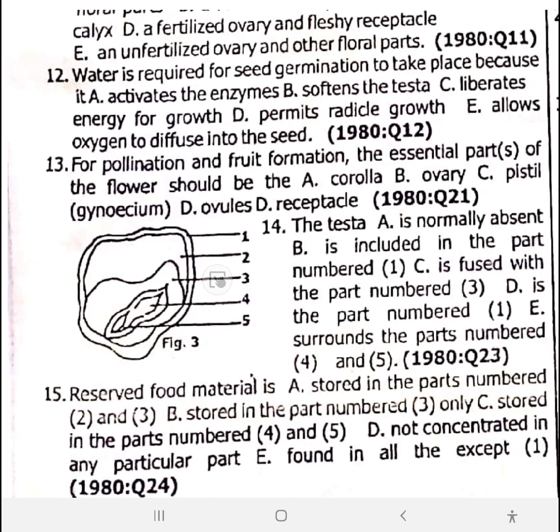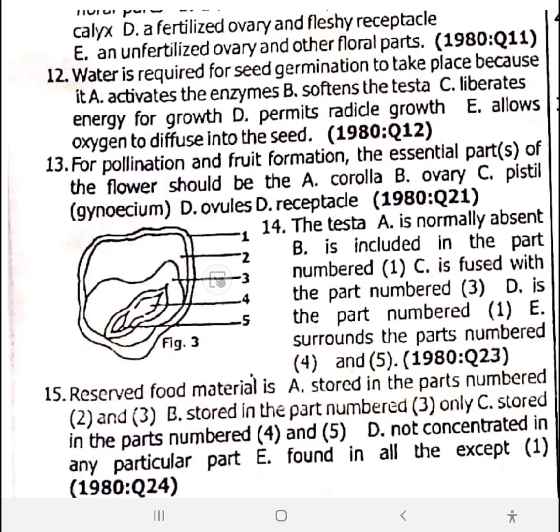While, next line, androecium. Androecium is spelled A-N-D-R-O-E-C-I-U-M. Androecium, or open bracket, stamens, close bracket, is the male part of the flowering plant.